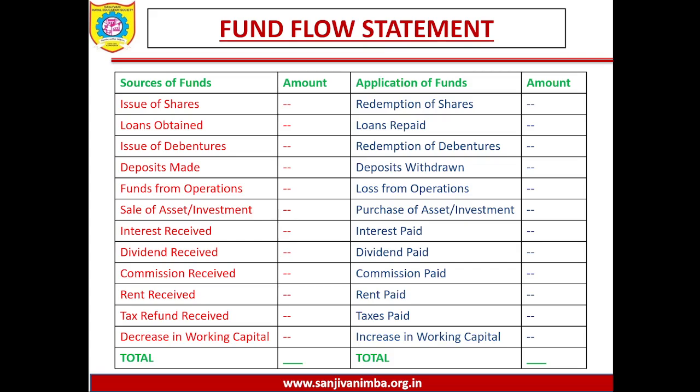Sale of asset or long-term investment, there purchase of asset or long-term investment. Here interest received, there interest paid. Dividend received, dividend paid. Commission received, commission paid. Rent received, rent paid. Tax refund received, taxes paid. Decrease in working capital, increase in working capital.